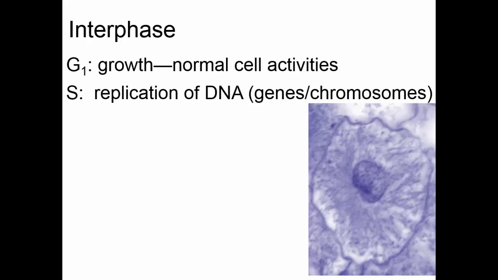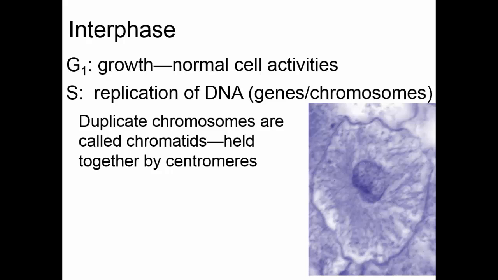In the S phase, we make a copy of the DNA. That's the genes and the chromosomes. When we have duplicated the chromosomes, the duplicates are held together by a centromere. These duplicated chromosomes that are held together by the centromere are technically called chromatids. All a chromatid is, is a pair of duplicated chromosomes. The two chromosomes are identical to each other.